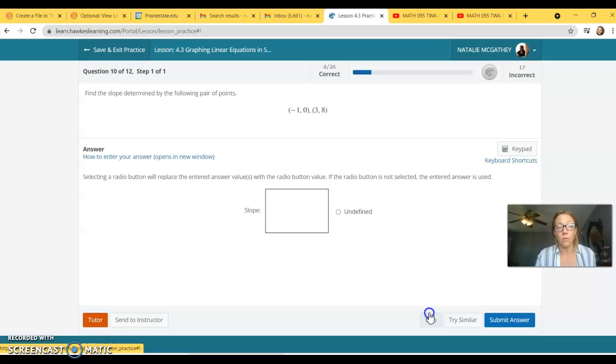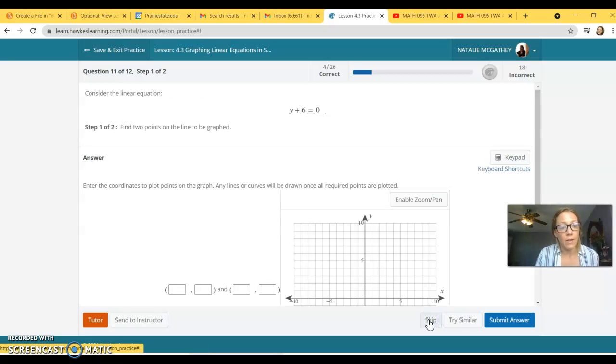Okay, and now we get to some a little bit different. Find the slope. Here are the 2 points. Find the slope. Don't forget to change in y divided by the change in x. That gives you your slope. All right. And then this one sometimes can be confusing to students. Find 2 points on the line to be graphed. So this is trying to model plotting points like we did in the video. So here you can plug any numbers in for x or y and solve for the other variable.